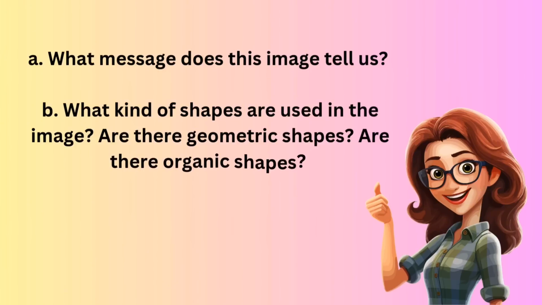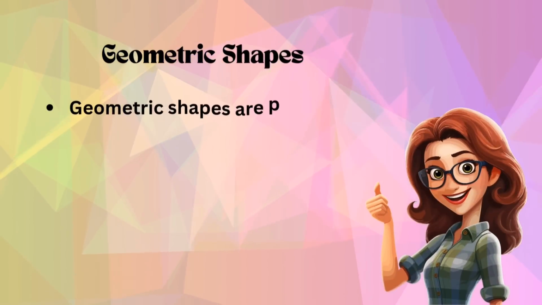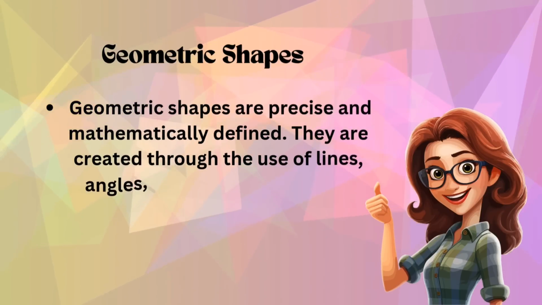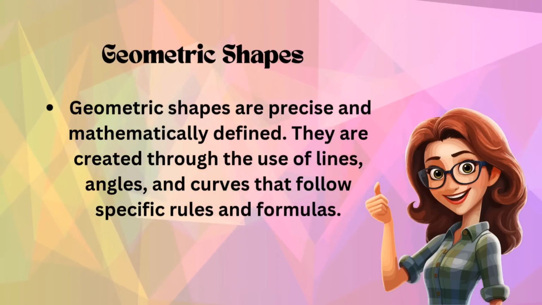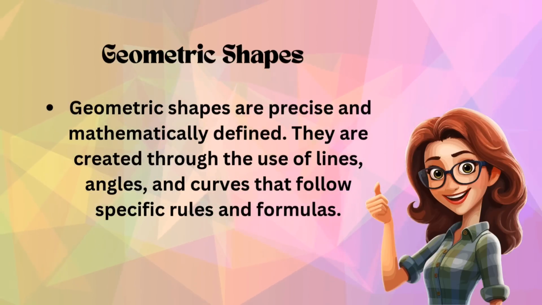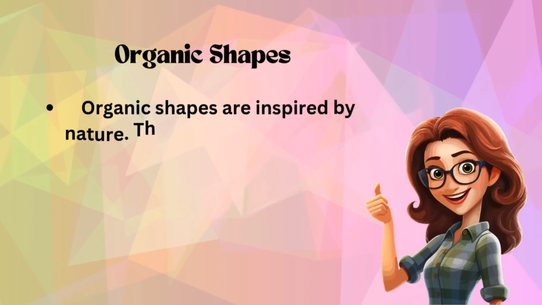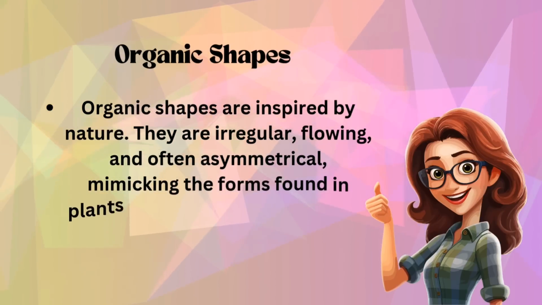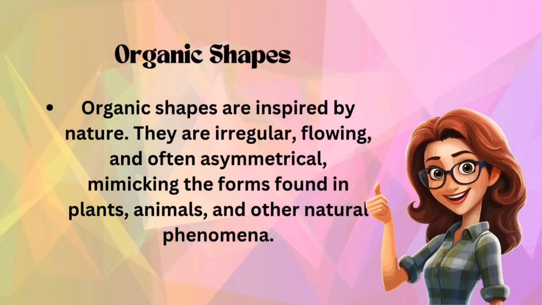So, how did the shapes used help in expressing the message? Let's answer that in a few minutes. Now, let's give a definition to geometric shapes. Geometric shapes are precise and mathematically defined. They are created through the use of lines, angles, and curves that follow specific rules and formulas. While organic shapes are inspired by nature. They are irregular, flowing, and often asymmetrical, mimicking the forms found in plants, animals, and other natural phenomena.